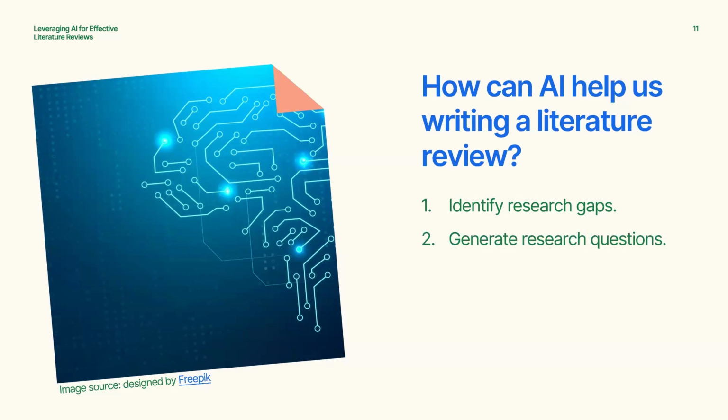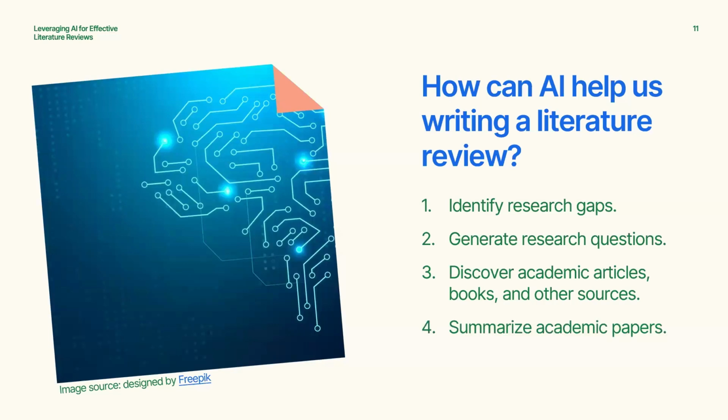So you're going to identify research gaps. You can use AI for that. You can use AI to come up with ideas for research questions. Maybe you need to have a more broad question or narrow your question a little bit. AI is really good for that. AI can help discover the sources that you're going to be using, that you're going to be summarizing and critically engaging, analyzing. You can also use AI to help summarize those academic papers.